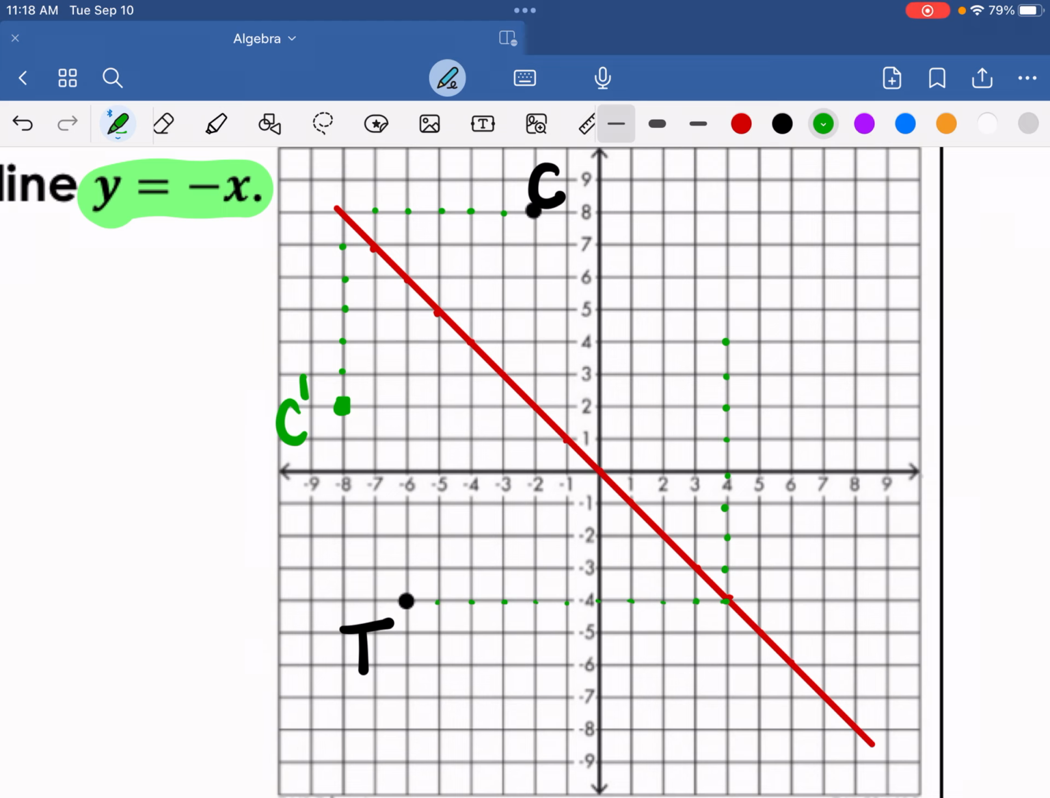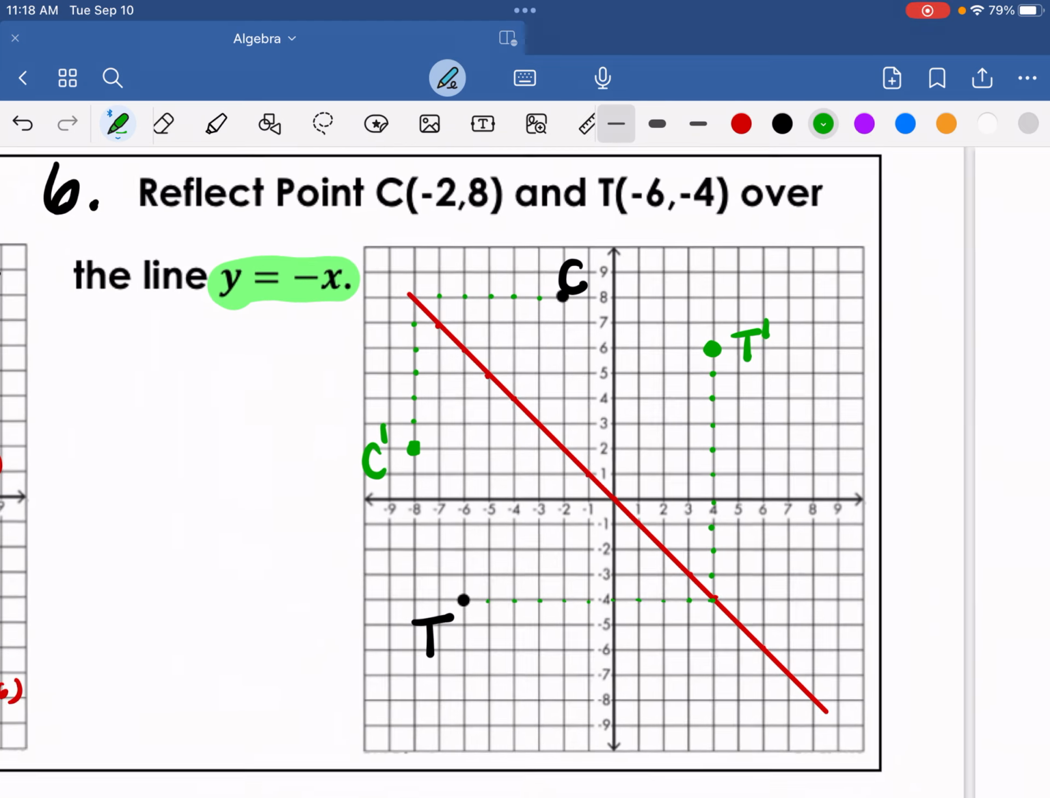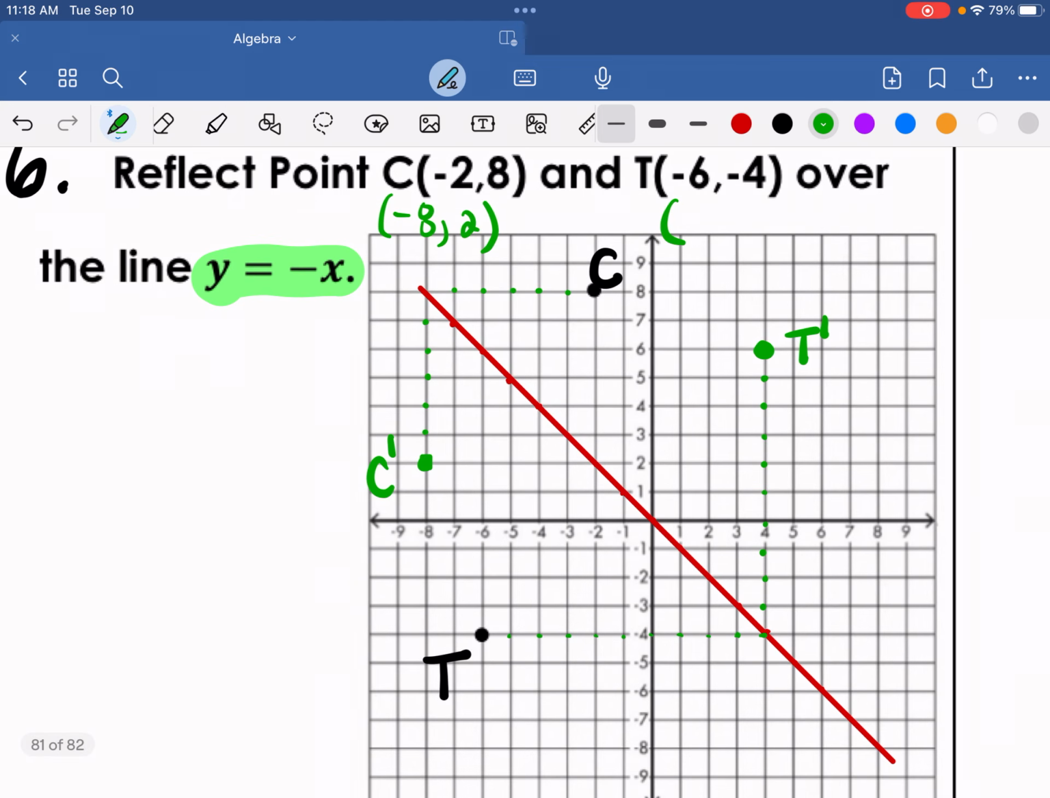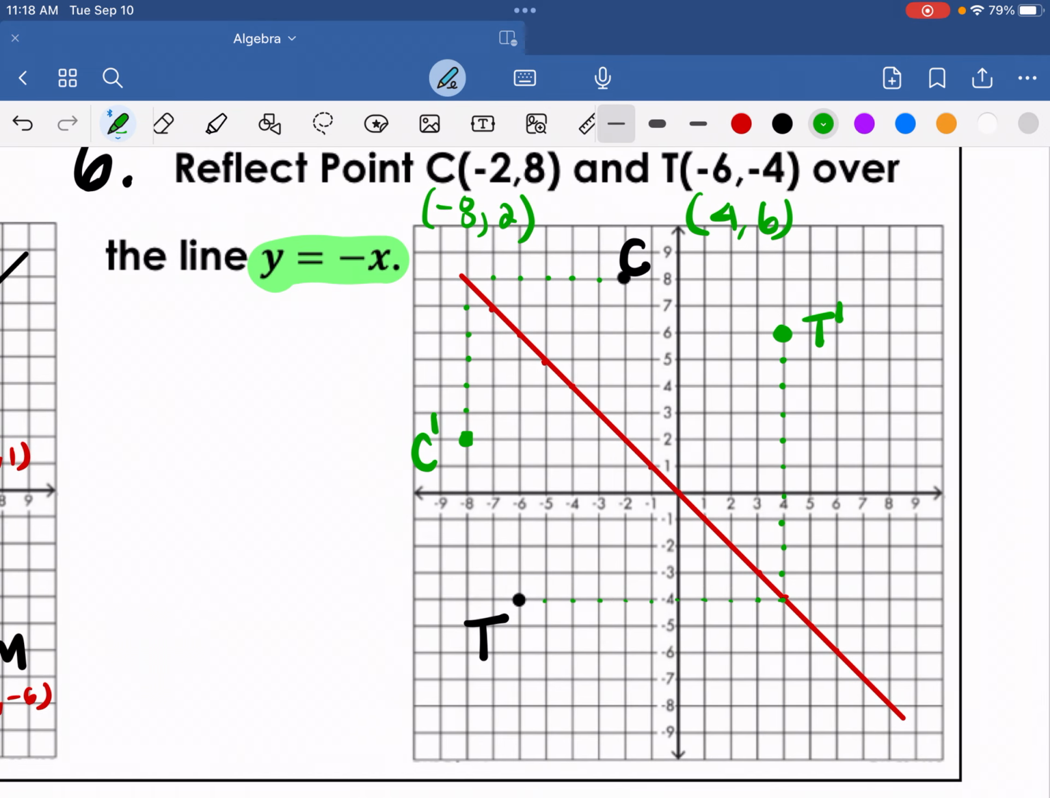And think about what happened with the coordinates, okay? C was at negative 2, 8. Now C prime is at negative 8, 2. Okay, again, they just switched. But they also switched positive and negative sign, right? The 8's now negative and the 2's positive. For T prime, it's now at 4, 6. So they switched spots and they both switched signs. So this row means it's negative y, negative x. They switch places and they both become positive or negative.